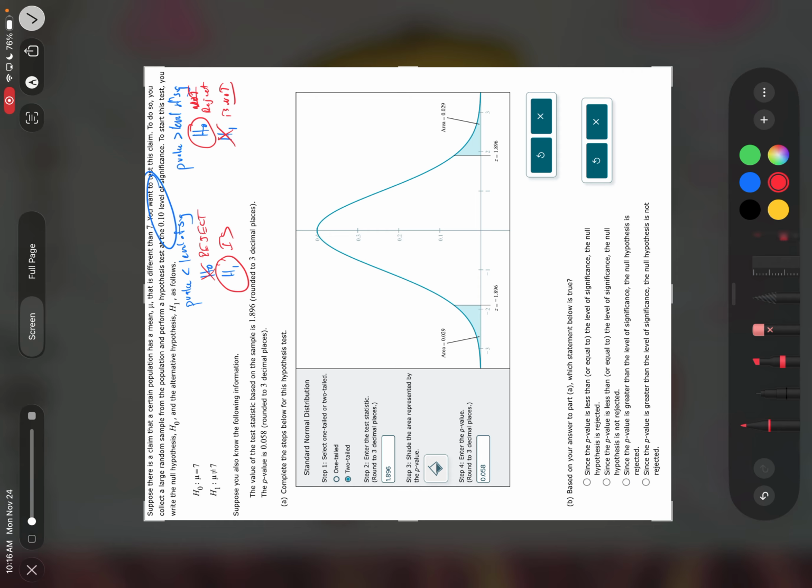So on this one, our p-value is 0.058. Our level of significance is 0.10, so that is less than. So when it's less than, we are going to reject the null hypothesis.